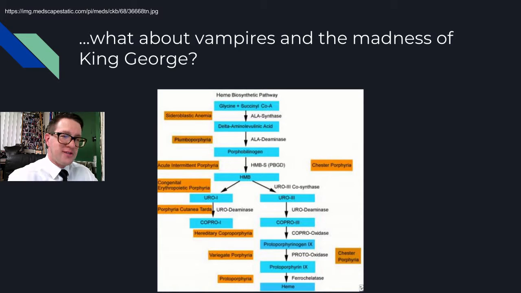So the result is all the things that we say are vampires show up. But other versions of that porphyria can also result in that compound building up, the porphyrin rings building up inside the brain, and they cause insanity, hence the madness of King George.